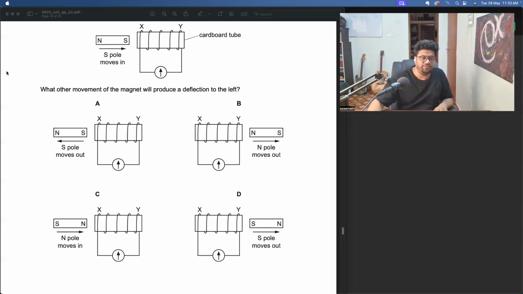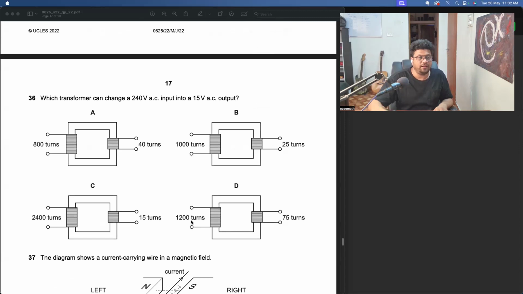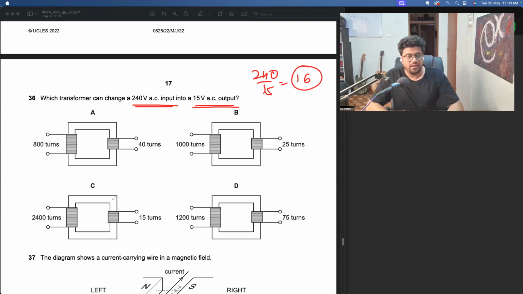That's question number 35. Now let's go and look at question number 36. Here the input for this transformer is 240 and the output is 15. Let's find out the ratio. 240 by 15 comes out to be 16. All I want to do now is look for a transformer which has the same ratio on the number of turns on the coils. See, you've got 840. The ratio is 20:1 between the input coil and the output coil.